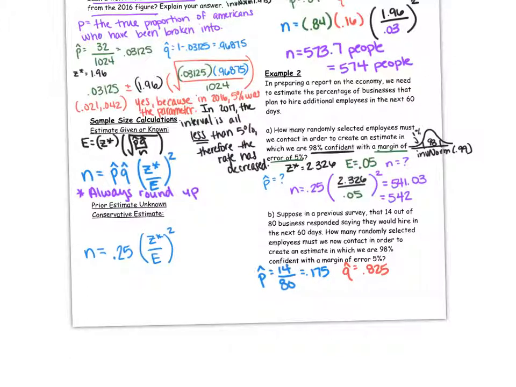0.825. Now, look here. In the other one we did 98% confidence with the margin of error of 5%. Here we're still doing what? 98% confident with the margin of error of what? So that part's not going to change at all. Do you understand that? So it looks like this. n is equal to 0.175 times 0.825 times 2.326 divided by 0.05 squared.